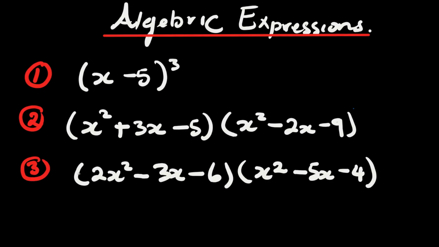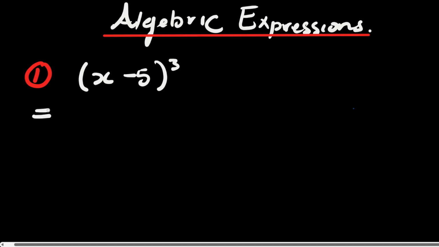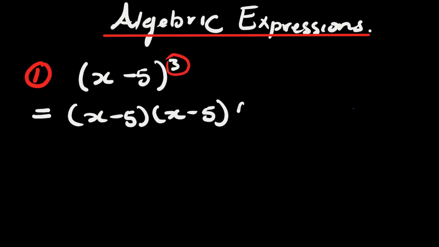Let's get started. So here's question number 1. How do we approach it? How do we deal with it? If you look up here, we'll see that the bracket x minus 5 is raised to the power 3, meaning the bracket x minus 5 should be expanded 3 times: x minus 5, x minus 5, and x minus 5.